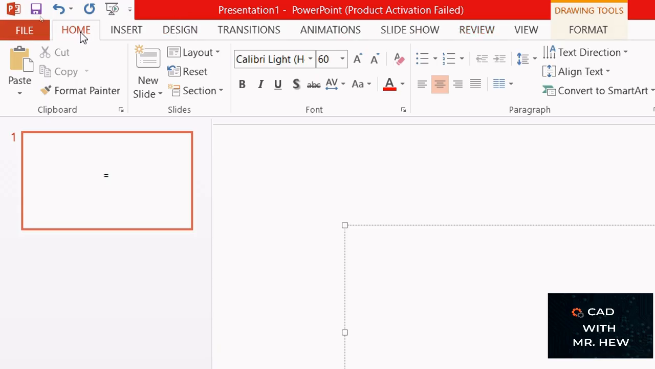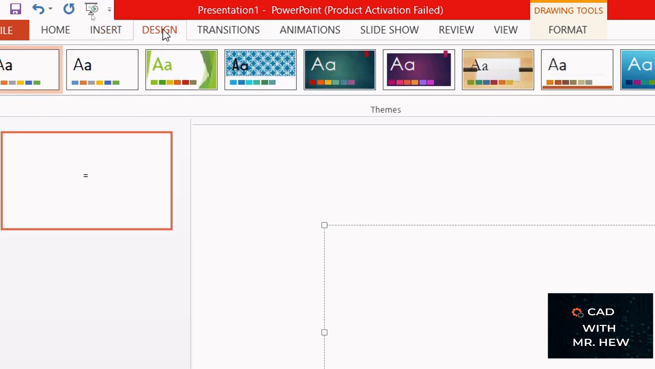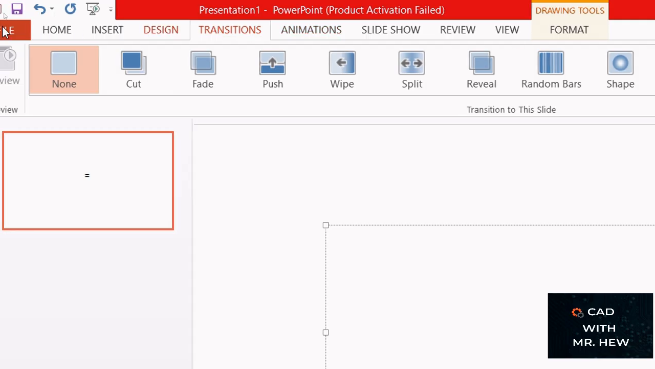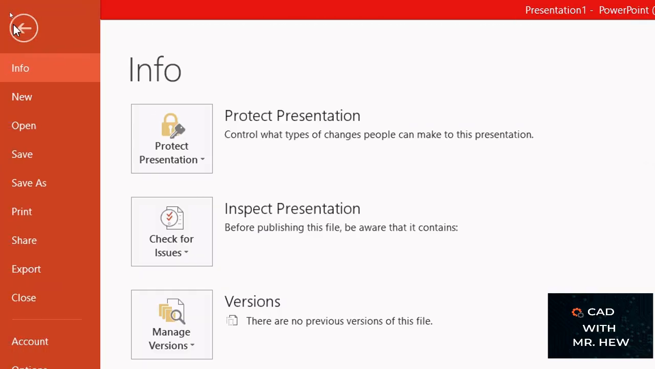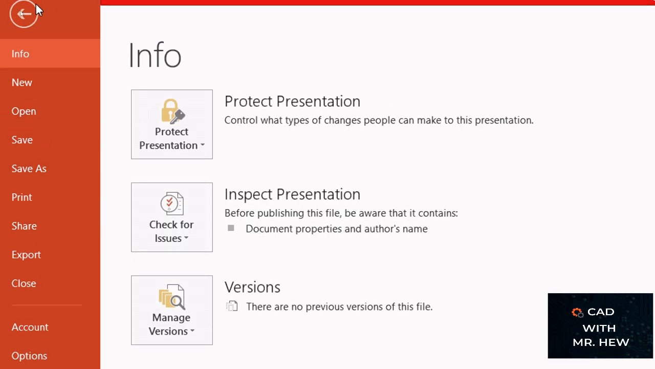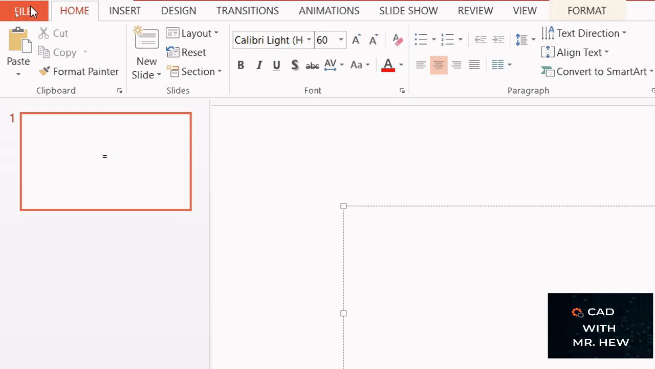Here we have the Home tab, and this is a ribbon that is associated with the Home tab. You have the Insert tab, and this is a ribbon. Then we have the Design tab and the Transitions tab, and so on. So we're going to come back to the Home tab. Now the File tab is not going to give you a ribbon. Instead, it gives you the option to save or open a file, print a file, or share a file. Let's click this icon to go back.